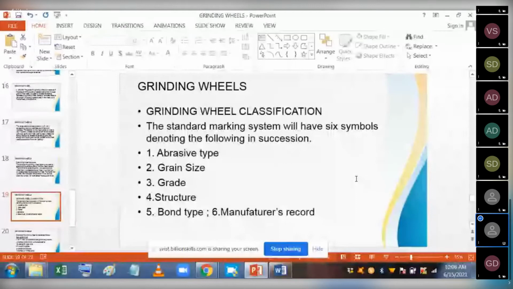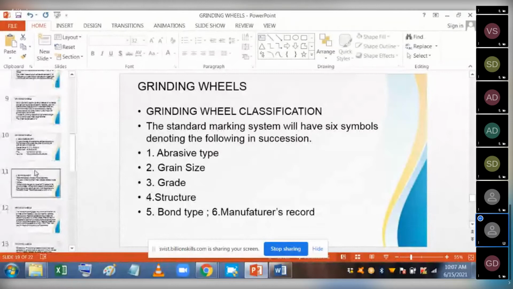Now, grinding wheels are classified or specified on the following elements. The standard marking system will have 6 symbols denoting the following in succession. Number 1, the abrasive type, which we have just discussed. Number 2, the grain size, which is the size of the abrasive particle. Number 3, grade, which is the bond strength, and number 4, structure, which is the density of the abrasive particles, which we have already told. Number 5 is the bond type, which type of bond we have used. And number 6 is the manufacturer's record. So you will go one by one in this.